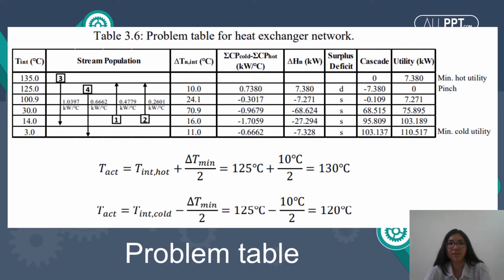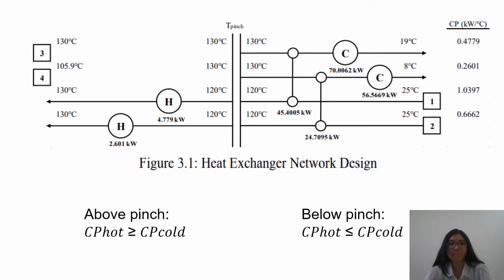After getting the interval temperature and heat capacity for each stream, the problem table method can be used to solve the heat exchanger network. The problem table is shown here, where we can know the minimum hot utility and minimum cold utility. And then we can also find the pinch temperature for above pinch and below pinch using this formula. After obtaining the pinch temperature, the heat exchanger network can then be designed and drawn.